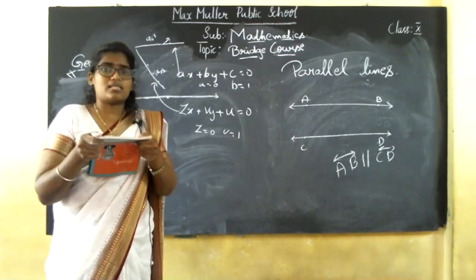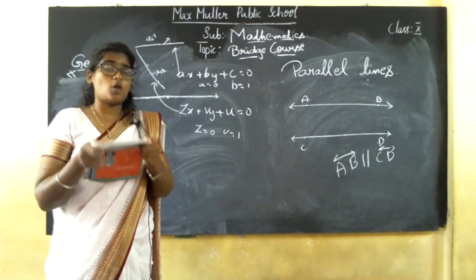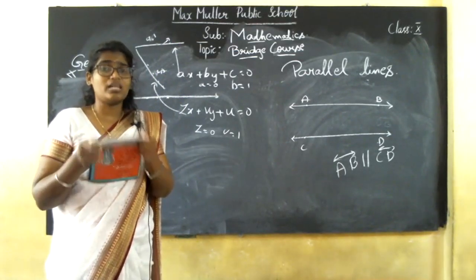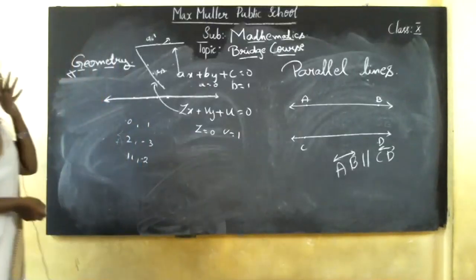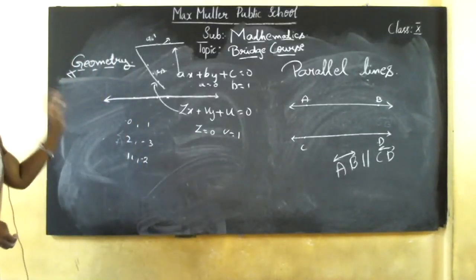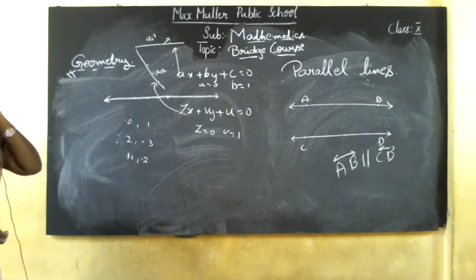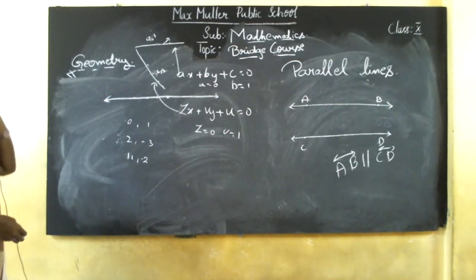If the line is in this kind, that is all the points are merging with each other, then it is called a coincident line. Clear about this? Yeah, these are the basic lines and point, ray, line segment, everything of the geometrical figures.